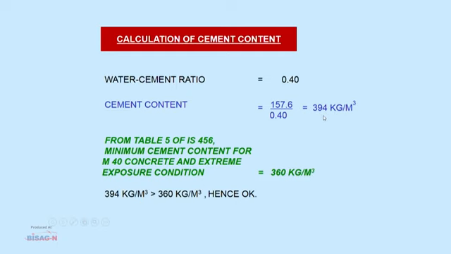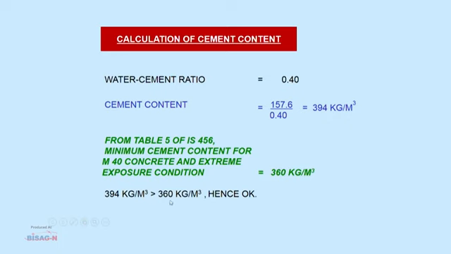So, cement content arrived as 394 kg per meter cube. From Table 5 of IS 456, we have seen that the minimum cement content requirement for M40 concrete in extreme condition is 360 kg per meter cube. Here we are getting the cement content as 394 kg per meter cube, which satisfies the minimum requirement of the cement. Now we will calculate the volume of coarse aggregates.